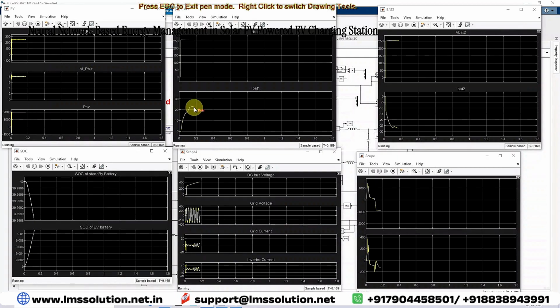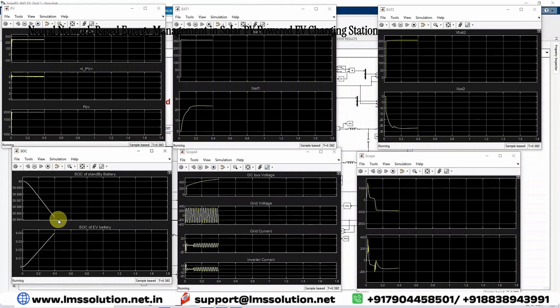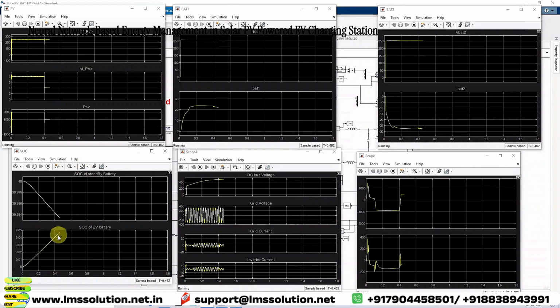Now we can see this battery current of that stationary battery is positive, that means it is in discharging mode. And here you can see that EV battery current is negative, that means charging mode. Here you can see that the power is minus 900, that means the solar PV is supplying power to the grid. And also you can see the SOC of the standby battery is decreasing, and EV battery SOC is increasing, that means charging mode condition.